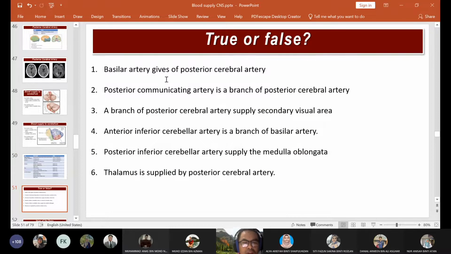Okay. Basilar artery gives off posterior cerebral artery. True or false? True. Very good. Posterior communicating artery is a branch of posterior cerebral artery. False. Very good. A branch of posterior cerebral artery supplies secondary visual area. True. Very good. Anterior inferior cerebral artery is a branch of basilar artery. True. Very good. Posterior inferior cerebral artery supplying the medulla oblongata. True. Very good. Thalamus is supplied by posterior cerebral artery. True. Very good. Excellent.